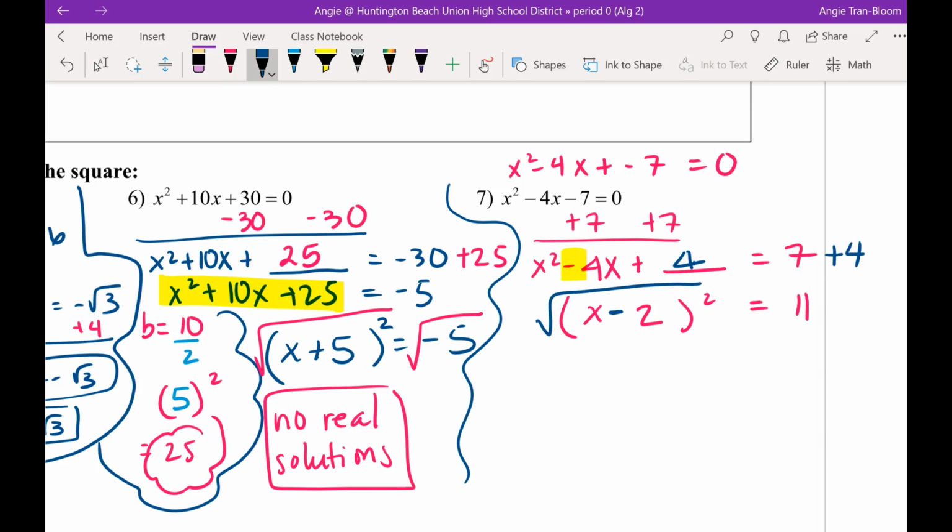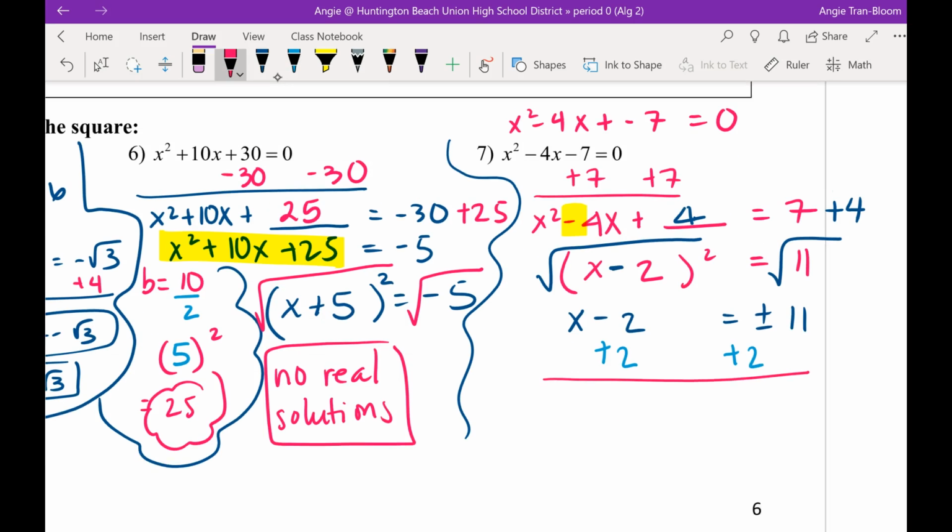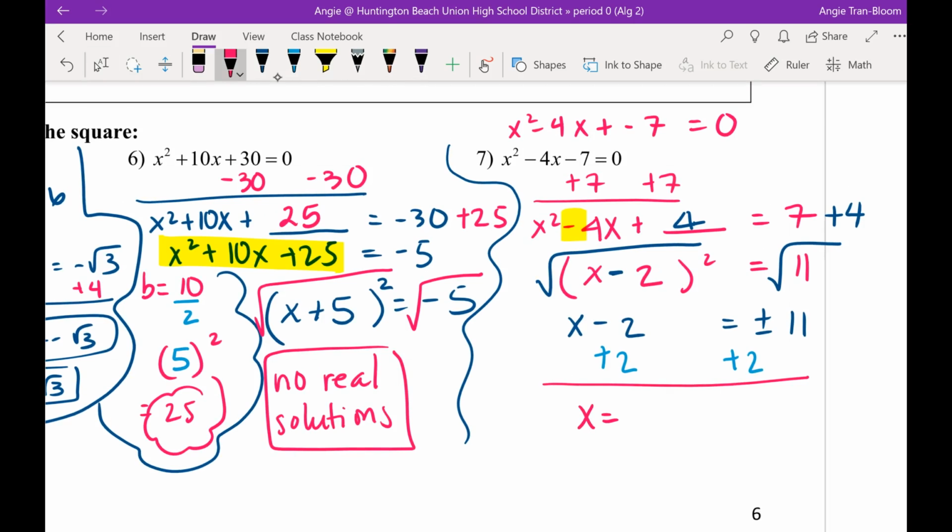Then here, we're going to take the square root. So we will have x minus 2 equal to plus or minus root 11. Now, a lot of you break this up into two equations. I don't need to. From here, I can just write x equals 2 plus or minus root 11, and I can just box that up. You only break it up into two equations if you can simplify that.